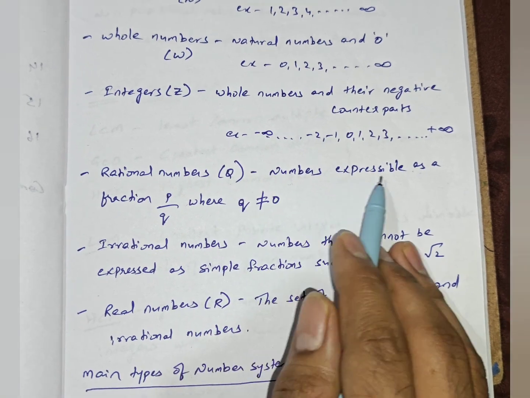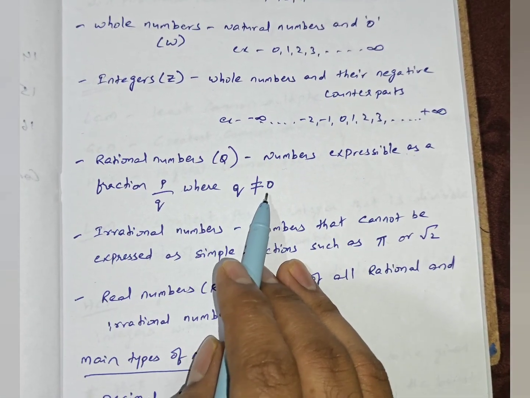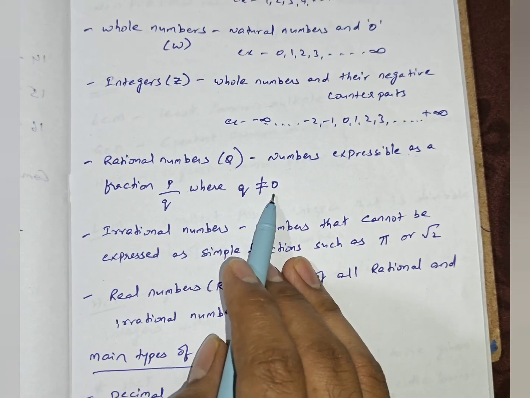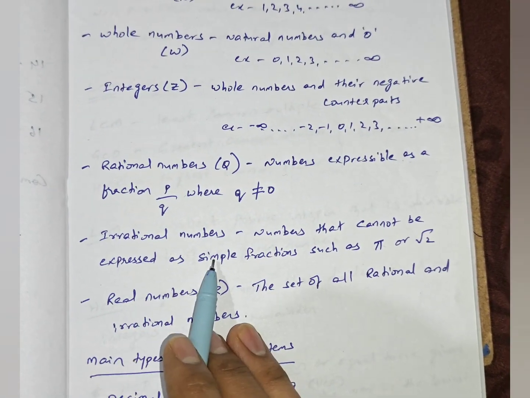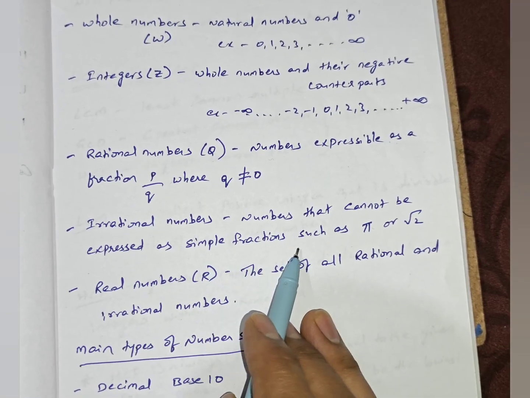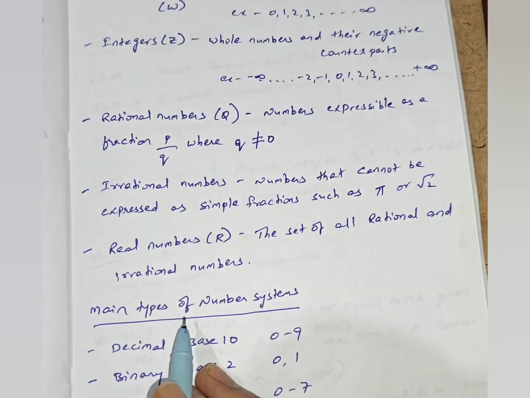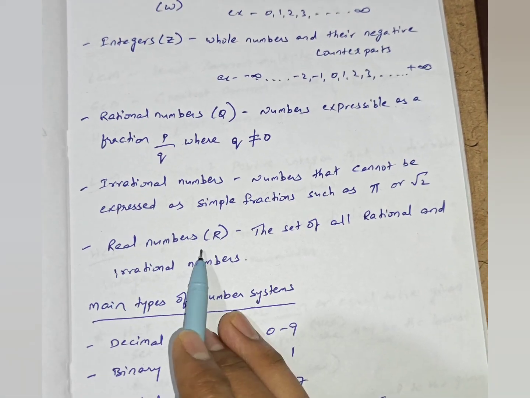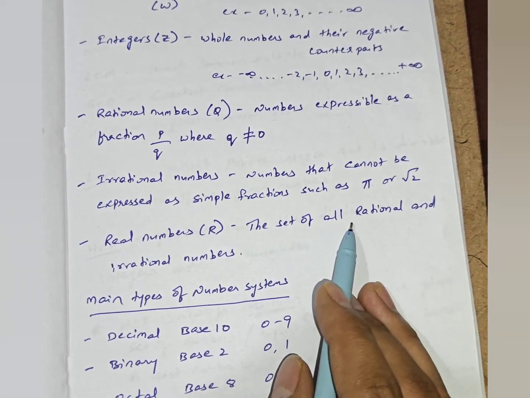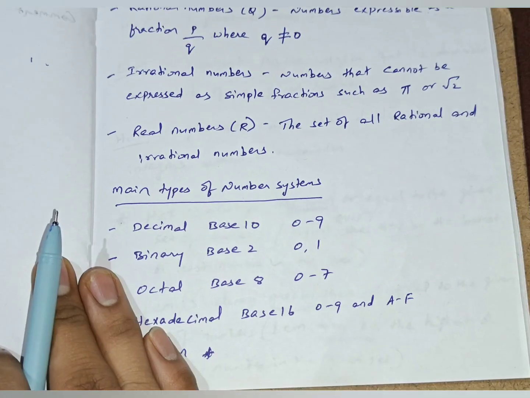Rational numbers are the numbers expressible as a fraction like p by q, where q is not equal to 0 in any case. And irrational numbers are the numbers that cannot be expressed as simple fractions, such as pi or root 2 and so on. Real numbers are the set of all rational and irrational numbers combined together.